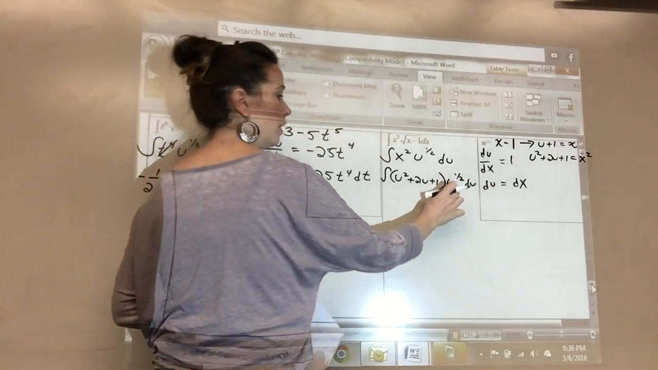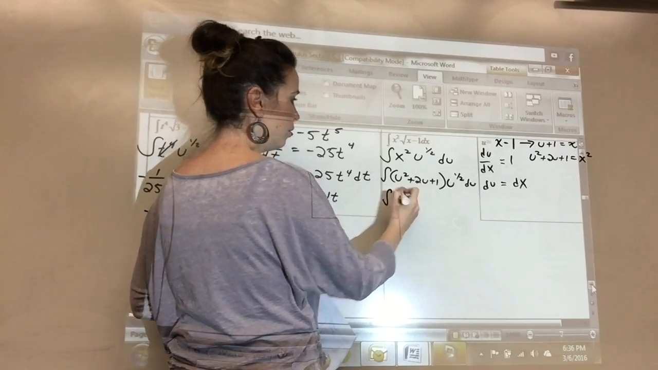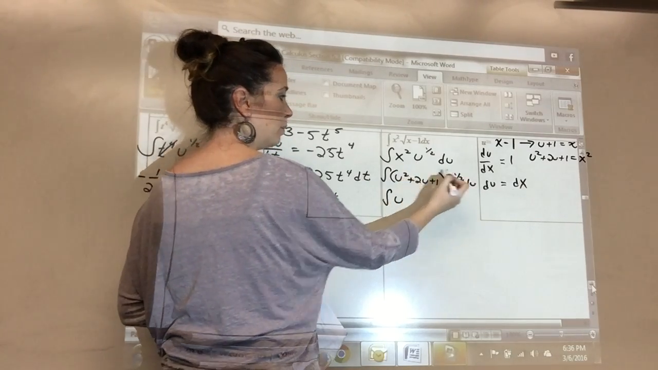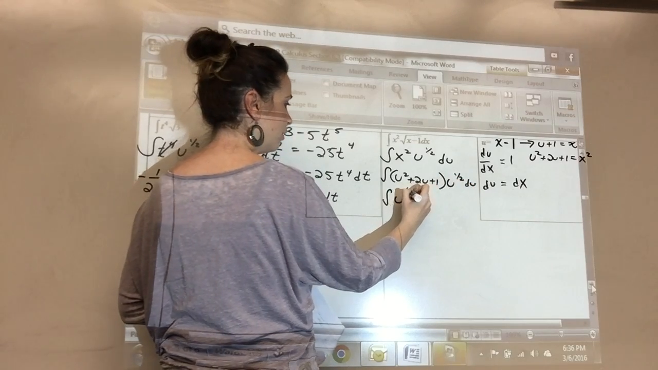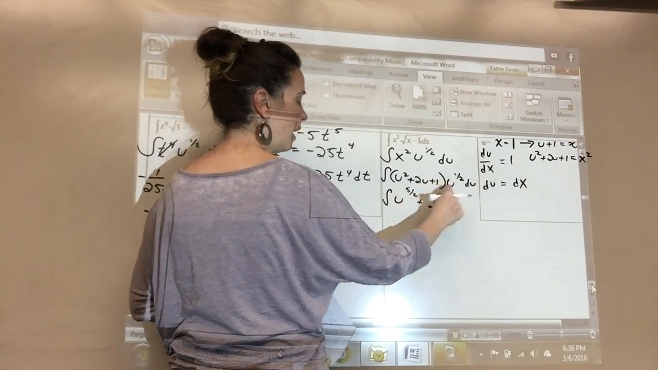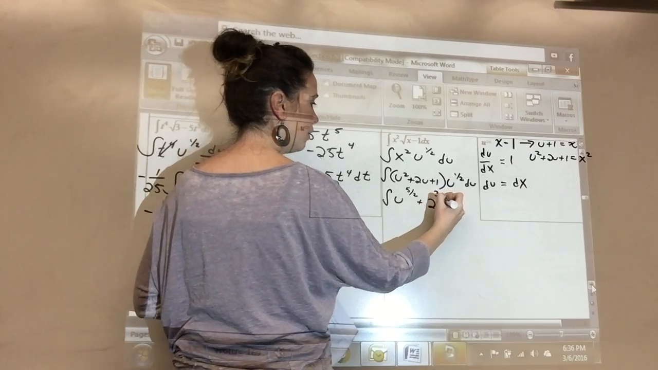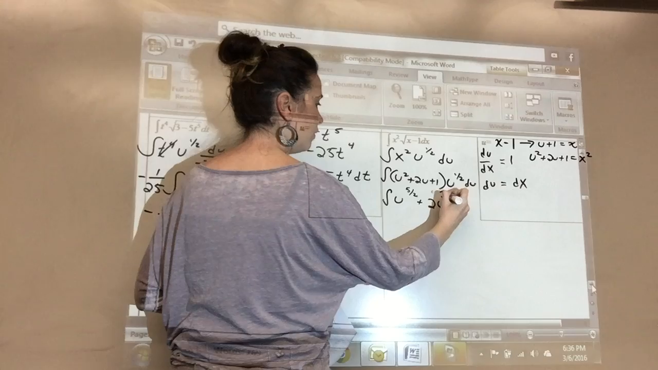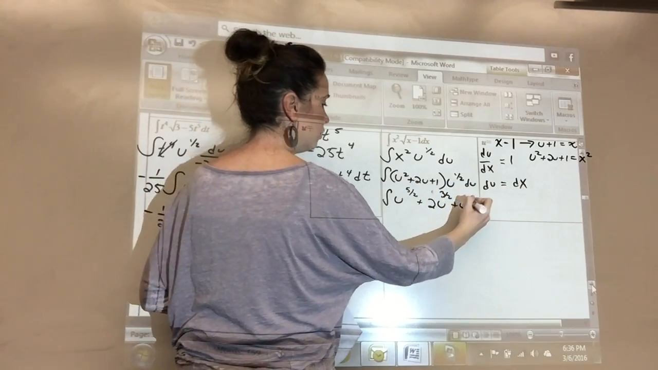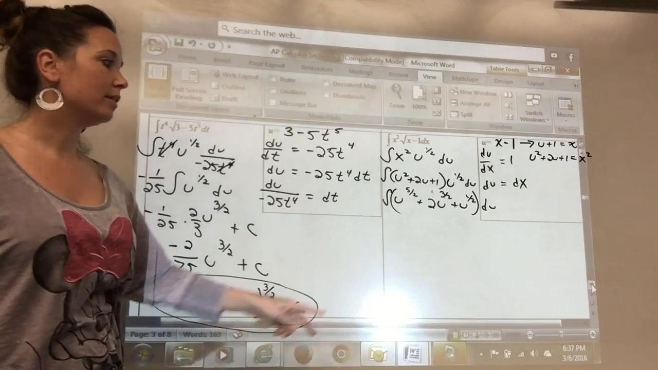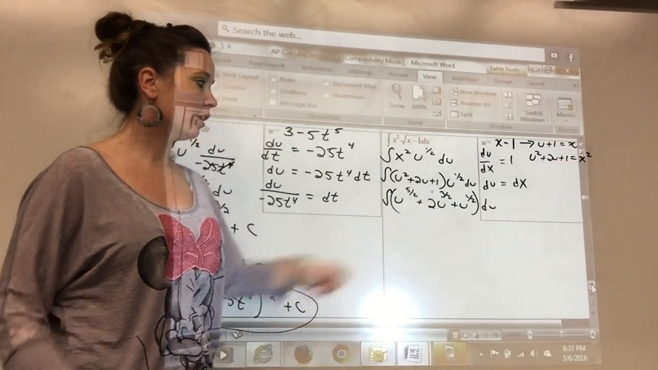I can distribute this. So I'm looking at u. When you multiply like bases, you add their powers. So 2 plus 1/2 is going to be 5/2. And then distribute again. So I have 2. Adding this, I'm going to get 3/2. I need my u. So u to the 3/2. And then plus u to the 1/2 du. Okay? Once I've distributed, now I can just integrate.